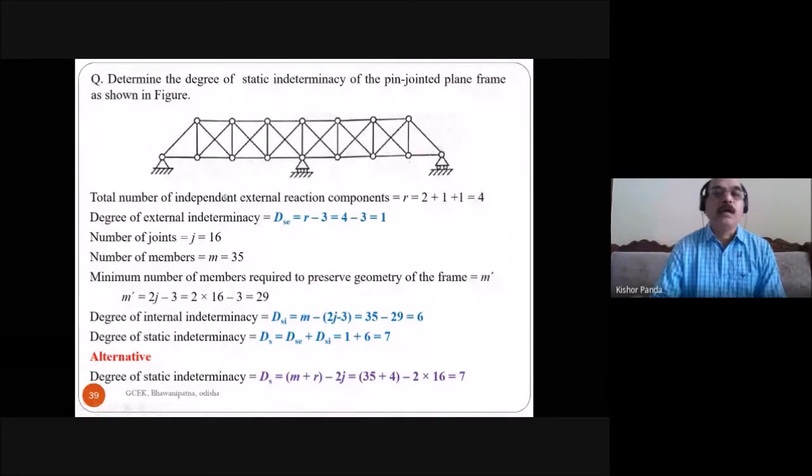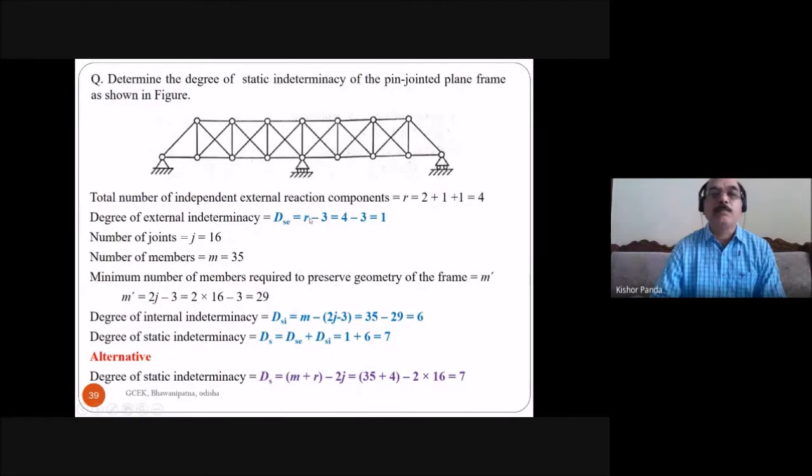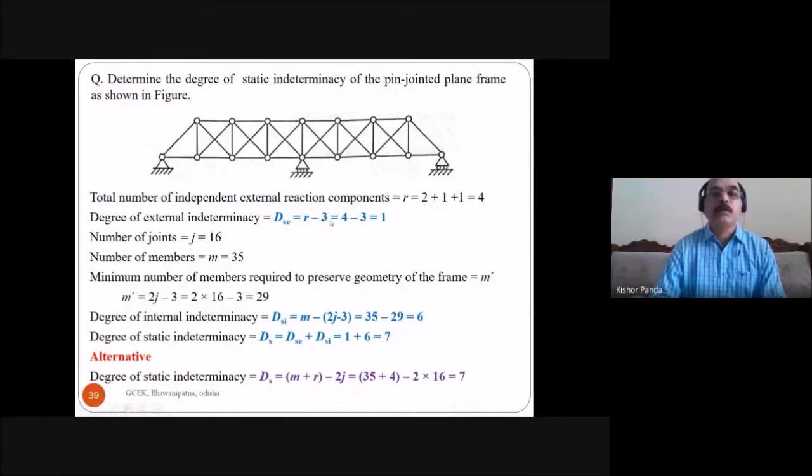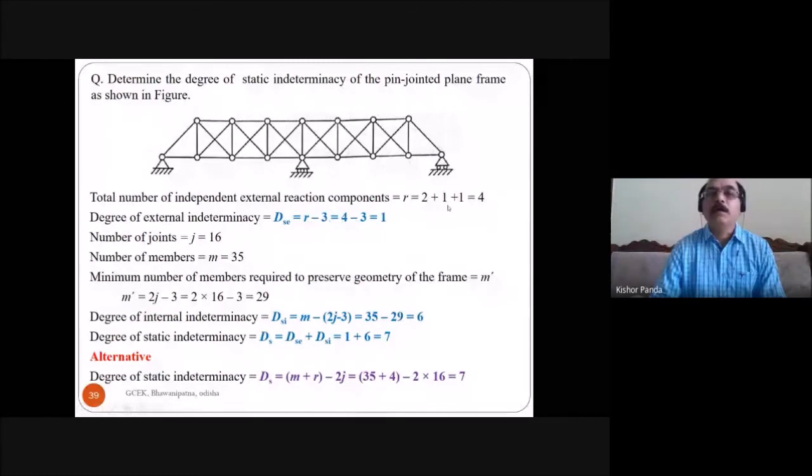Then you find out the degree of external static indeterminacy. So this is the formula. DSC is equal to R minus 3. R is the total number of reaction components, minus the 3 static equilibrium equations available for a pin jointed plane frame. So R is equal to 4 minus 3, which is equal to 1. So the degree of external static indeterminacy of this pin jointed frame is equal to 1.